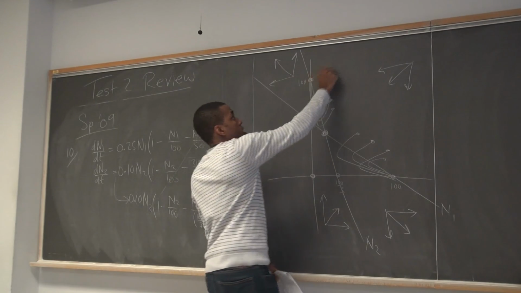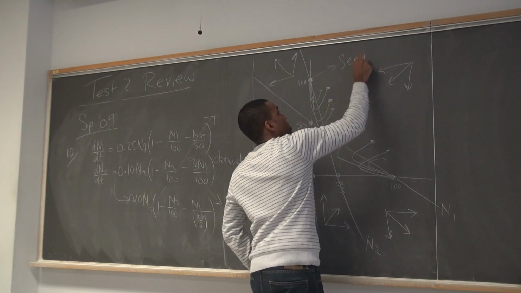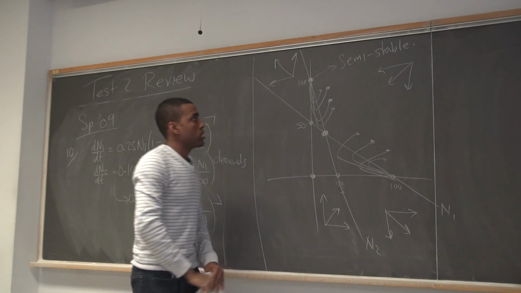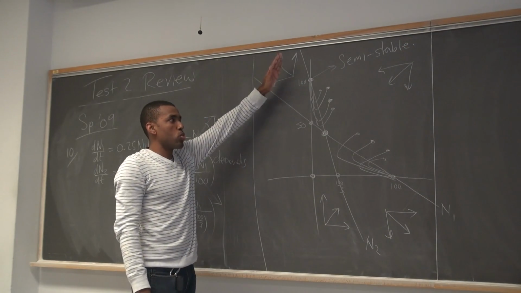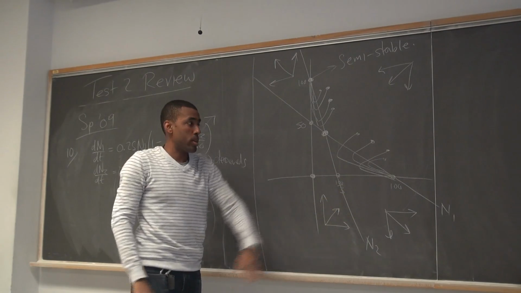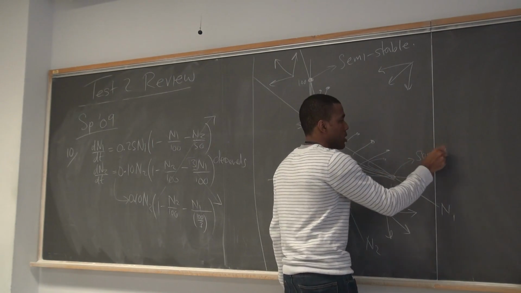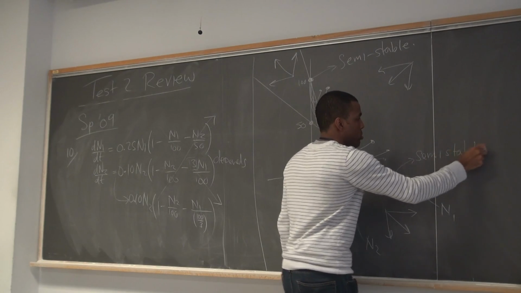So that says this guy here is semi-stable. Right? If you're close enough here, you'll go towards it, but otherwise you go away from it. This one here is also semi-stable. You don't go to it from both directions.